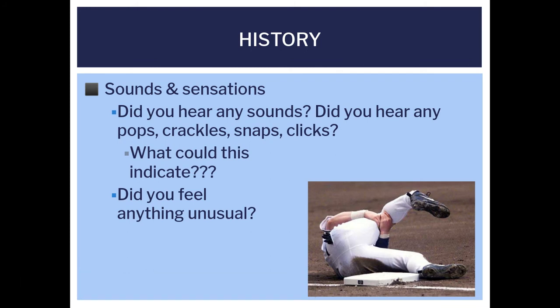Within your history, you're also going to want to ask, did you hear any sounds? Did you hear a pop, crack, snap? This could indicate the potential for a completely torn tissue. It could be that snapping feeling, where you could have completely torn one of the ligaments in your ankle. Cracking too. All of these can indicate that maybe there's something more going on. And then, did you feel anything unusual? Did it feel different than something you've experienced before? Have you never experienced it, etc.?